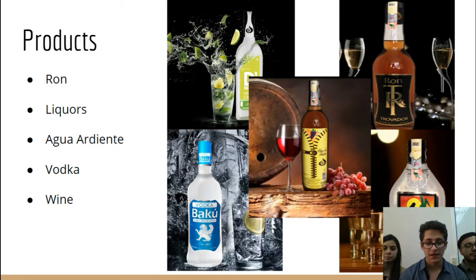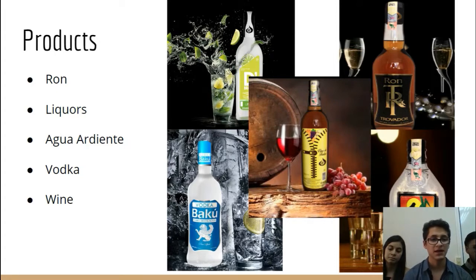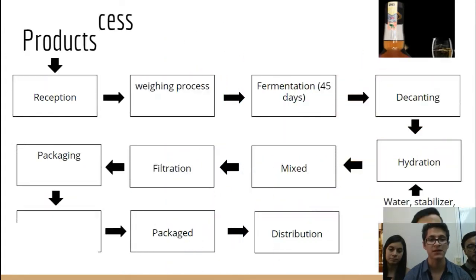Okay, we will talk about the product of this company. They produce rum, liquors of different flavors, aguardiente, vodka, and wine. And we will talk specifically about the process of wine making, the materials, ingredients, and the equipment needed for the wine fermentation, and why the role of the biotechnology component is important in the elaboration.